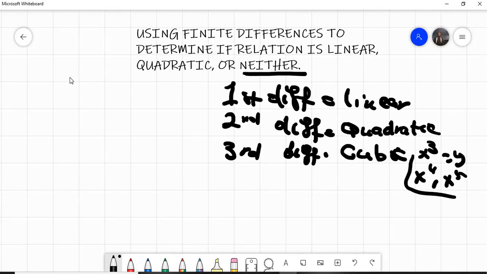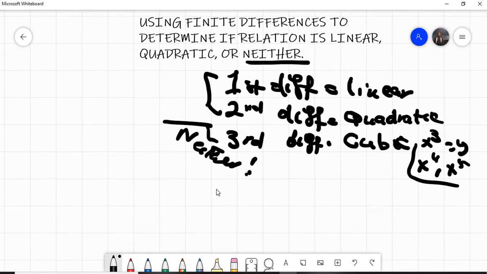So today we're going to do first and second difference only. Other than that, we're going to write neither for this lesson only. If you are in grade 12, you know cubic, fourth and fifth powers. So anyway, the first example says.